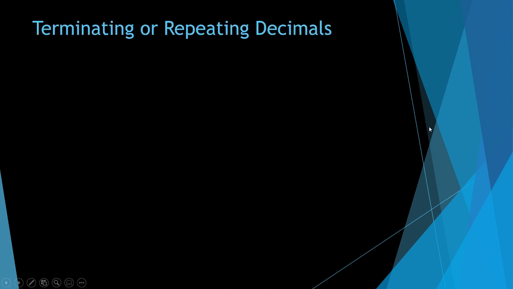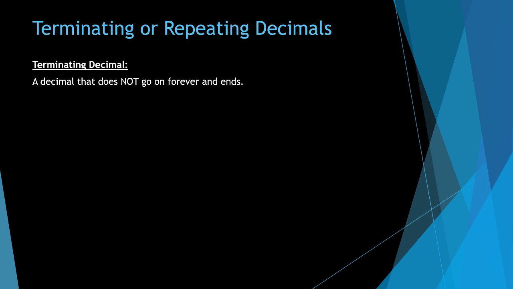All right, terminating and repeating decimals. So a terminating decimal is a decimal that does not go on forever. Okay, so terminating means that it ends. Okay, so it doesn't go on forever. There's no repeating. There's no decimals that go on to infinity. It just stops. Okay, so here are some examples of terminating decimals. So 0.789, it ends.